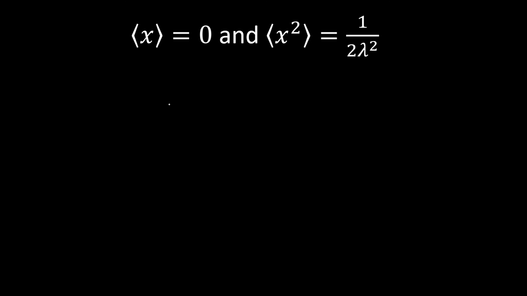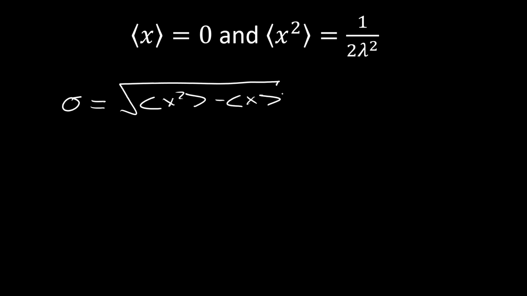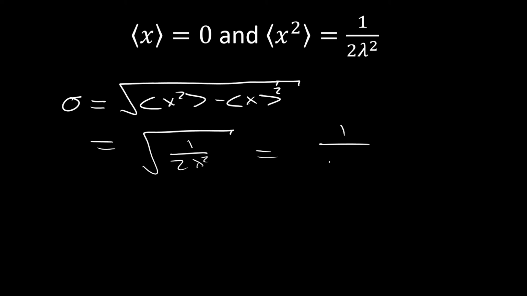So we're going to use the formula here that sigma is equal to the square root of the expectation value of x squared minus the expectation value of x, quantity squared. Okay? And we know that this term is 0, so all we have is just the square root of 1 on 2 lambda squared, which is really just 1 on root 2 lambda.